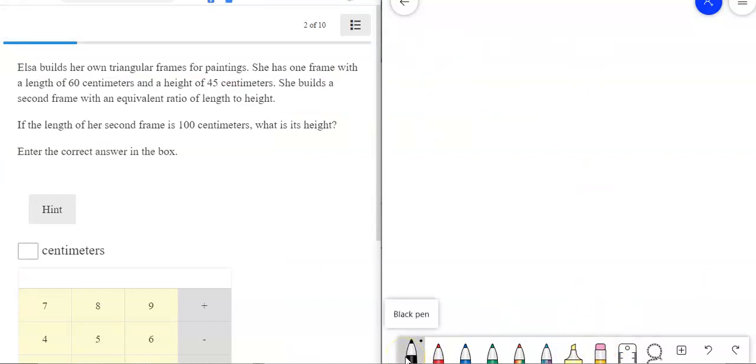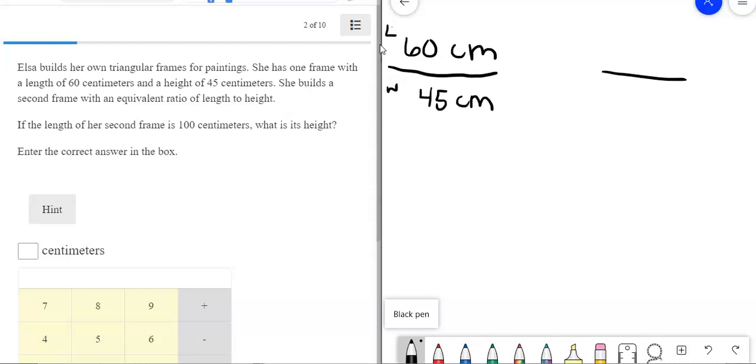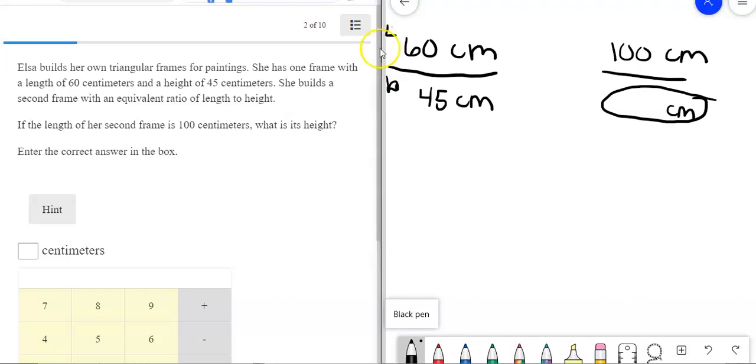So my original one was 60 centimeters. That was the length. And the height is 45 centimeters. And the length of the second one is 100 centimeters, and I need to figure out this right here. Now, we cannot get from 60 to 100 in one step. So what we're going to do is find a number that can go into both 60 and 45.